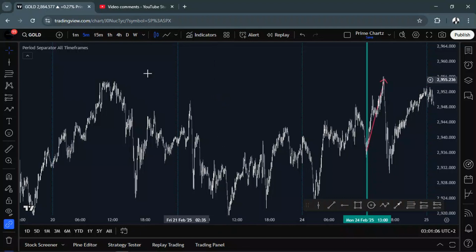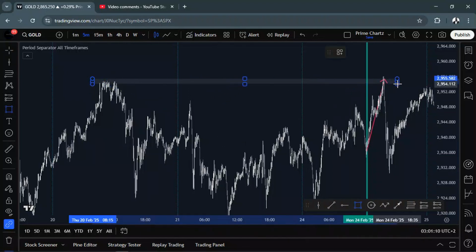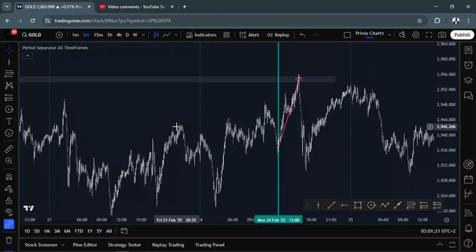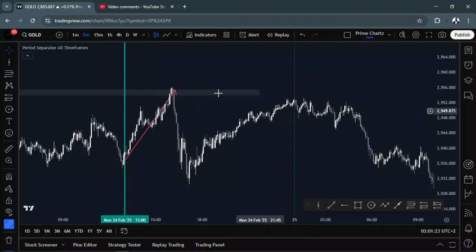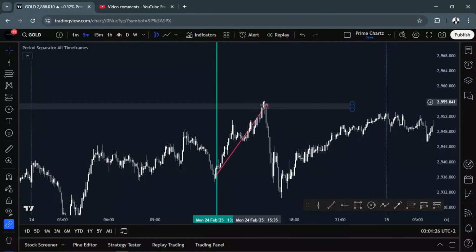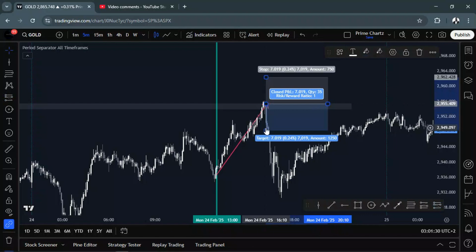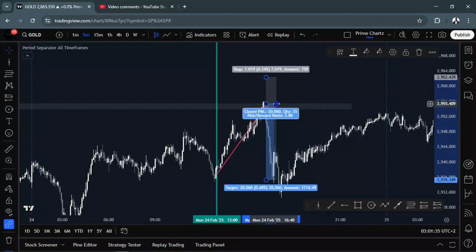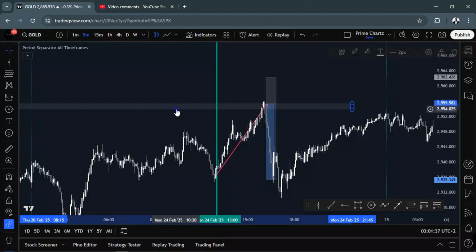So when I look on the left side right here, I can see that we have a resistance zone here. So price previously rejected from this level, and this means that around here, we can also expect price to reverse again from this level. This is a resistance zone right here, right?